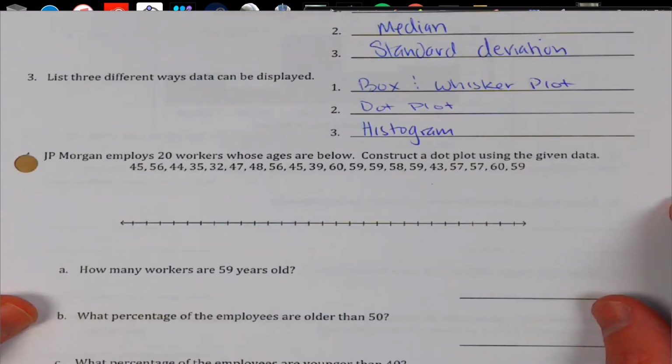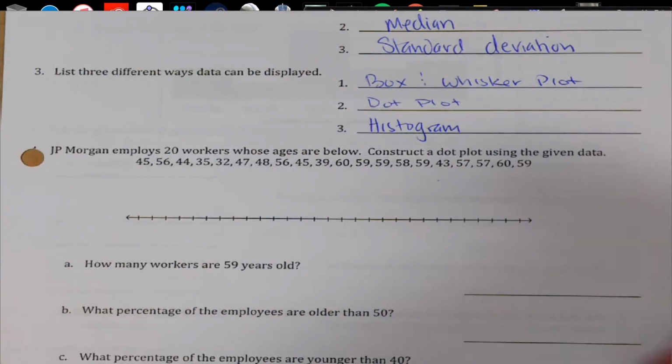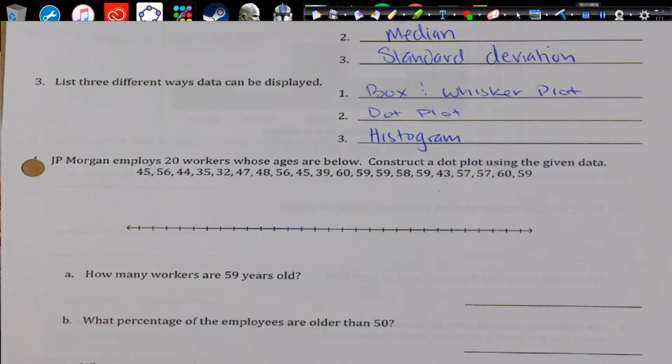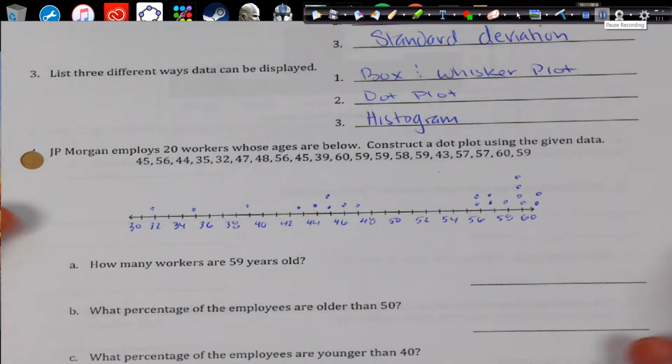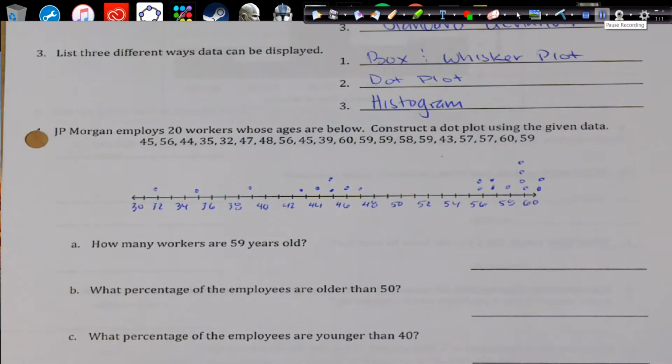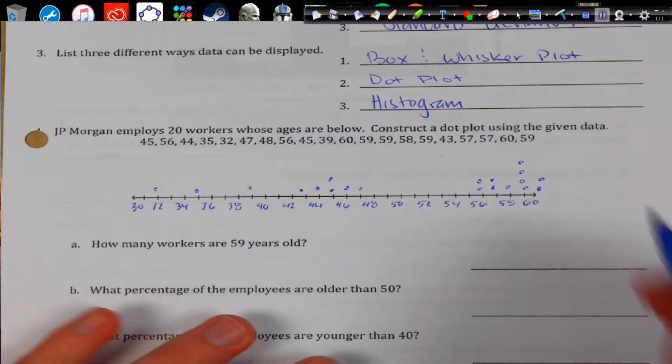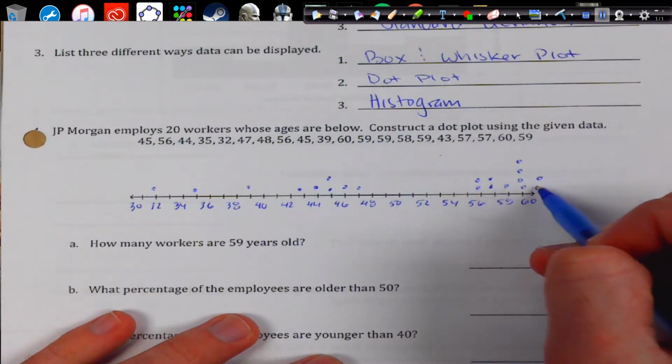All right. Construct a dot plot for the given data. So I'm going to go ahead and do this off screen. Okay, there we go. Got our dot plot on there. And I numbered from 30 to 60 because I saw the lowest was around 32 and the highest was 60. How many workers are 59 or older? So we can count 1, 2, 3, 4, 5, 6.